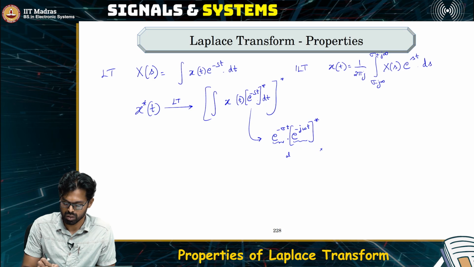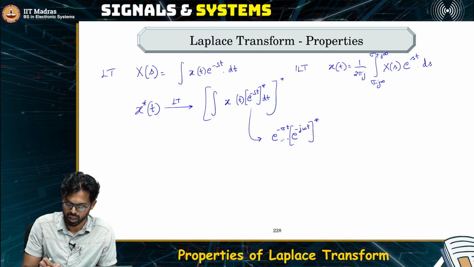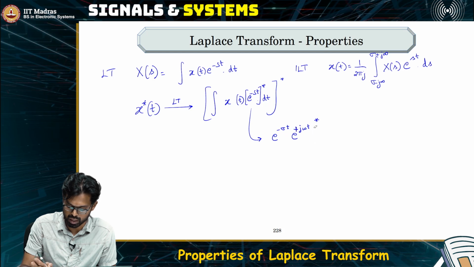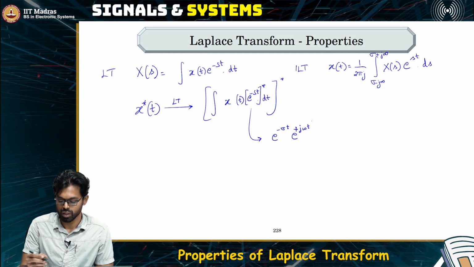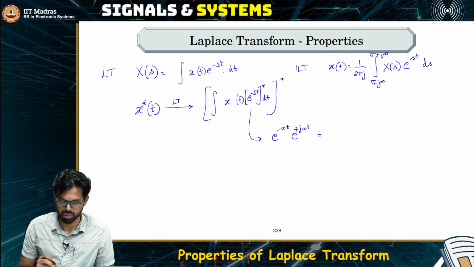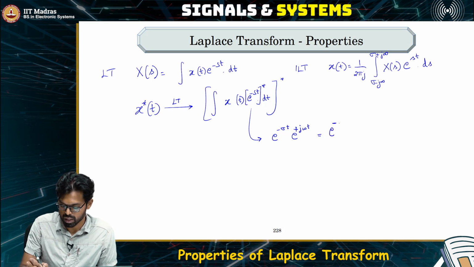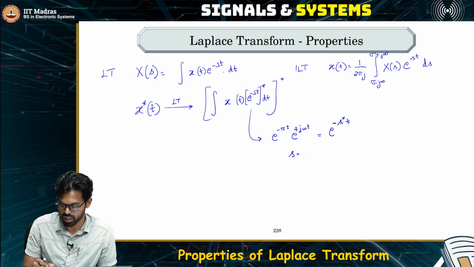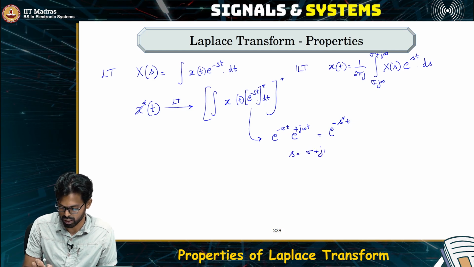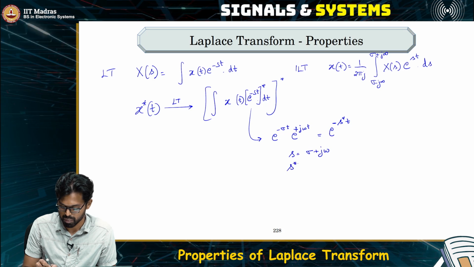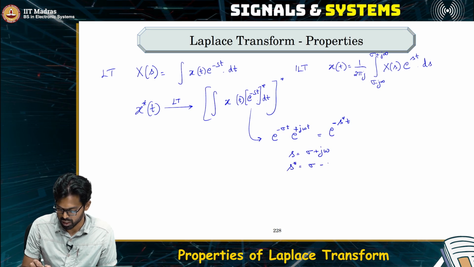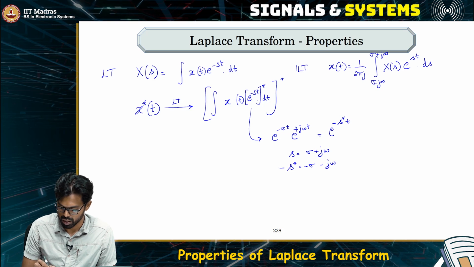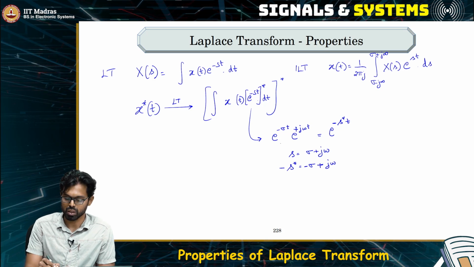In other words, this becomes e power plus j omega t. So this is equal to e power minus s star t. Why is that? Because s is equal to sigma plus j omega, and s star is equal to sigma minus j omega, and minus s star is minus sigma plus j omega, and that's what we have here.